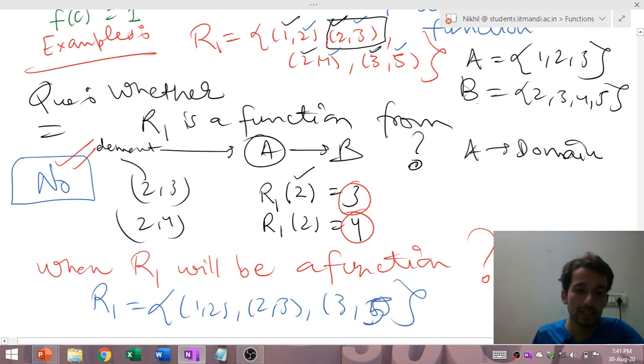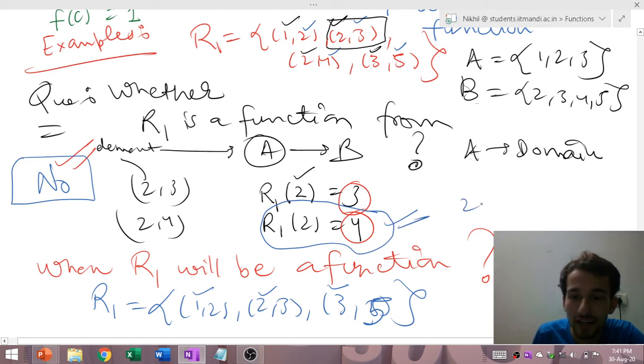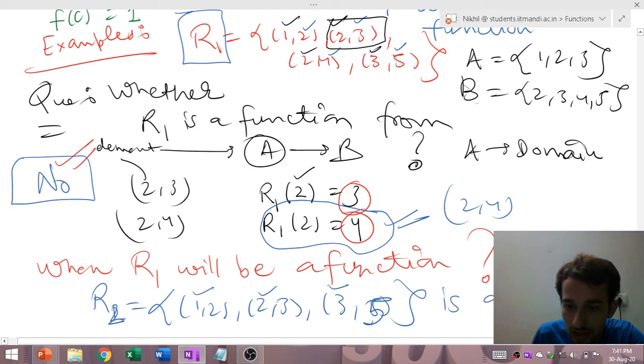If you see here, all the elements 1, 2, 3 are different elements from the domain, and all are assigned to a single element from the codomain. So we removed this assignment. What we did was remove this ordered pair from the relation R1, and we got a new relation. Suppose I call this R2. So this R2 is a function.